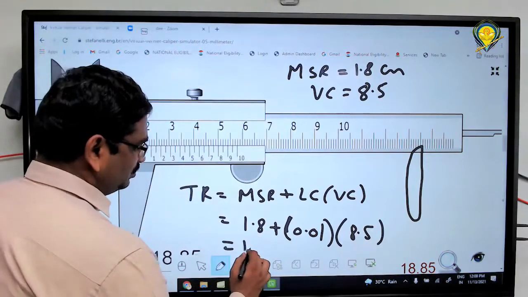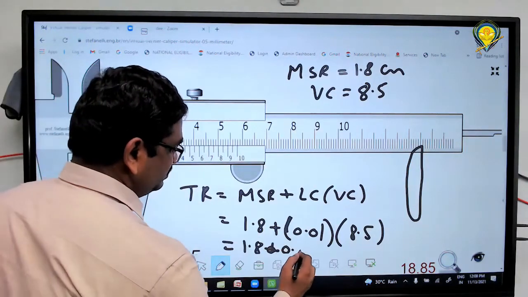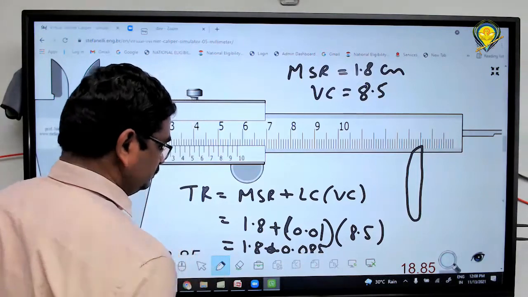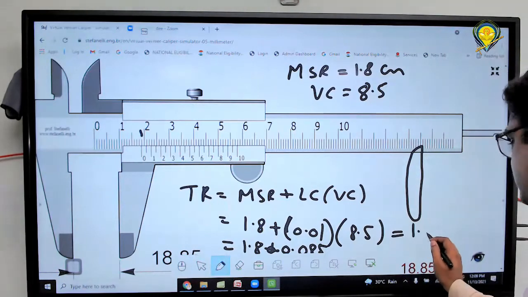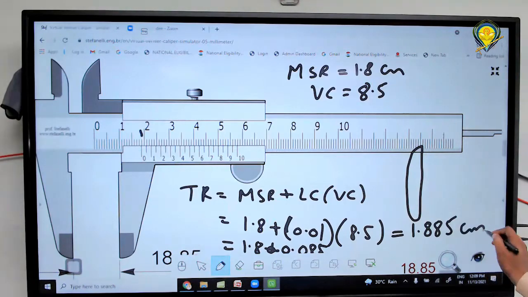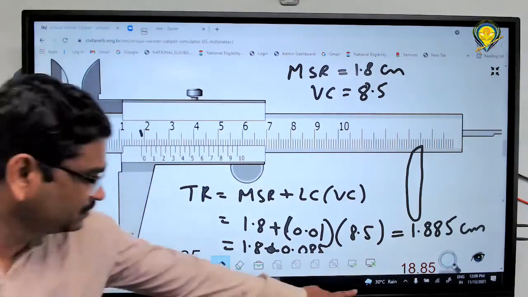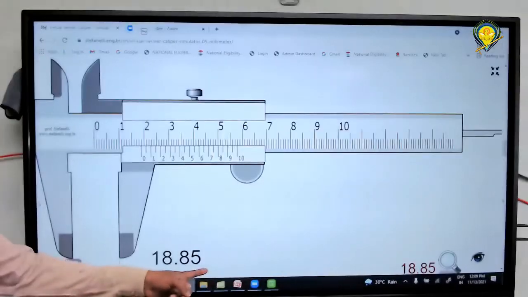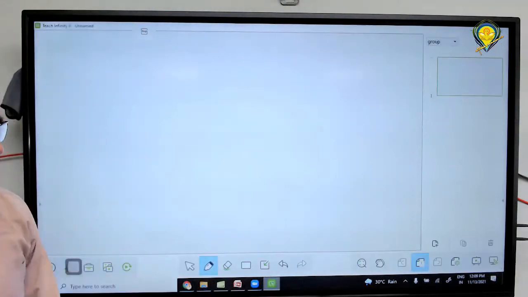So how much is it? 1.8 plus 0.01 multiplied by 8.5, that is 0.085. This is equal to 1.885 in terms of centimeter. In terms of millimeter, 18.85. So it shows the same reading here also. This is the process to measure total reading.